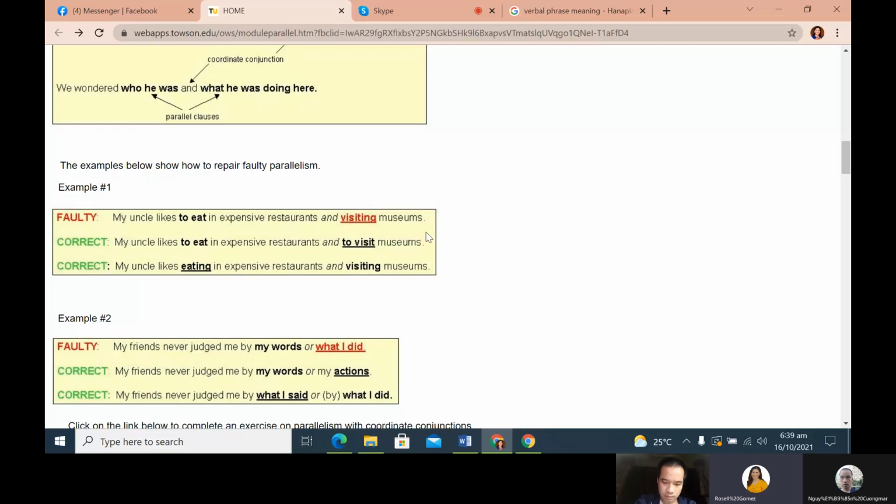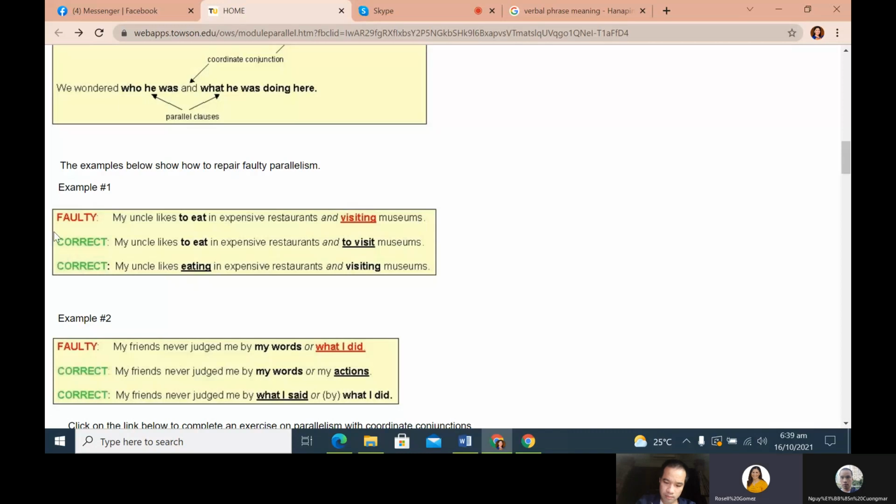So, for me, as an English teacher, I always check how my students construct sentences. If they are giving me a sentence like this, my uncle likes to eat in expensive restaurants and visiting museums, I will not accept this because this is not grammatically correct, the structure.